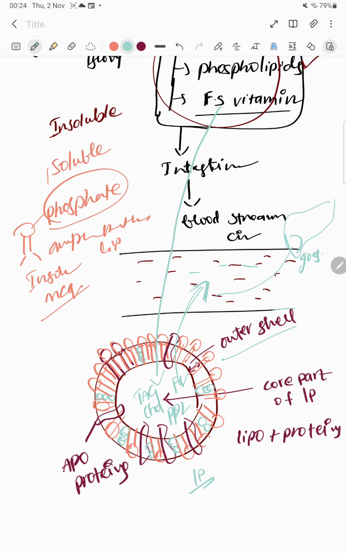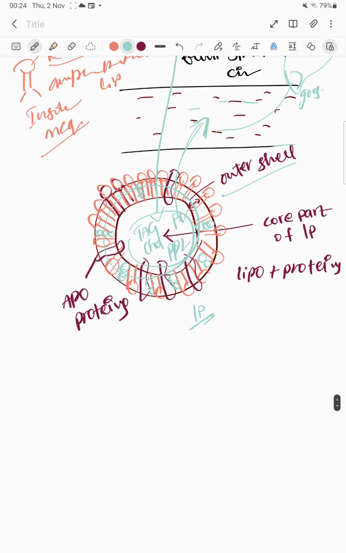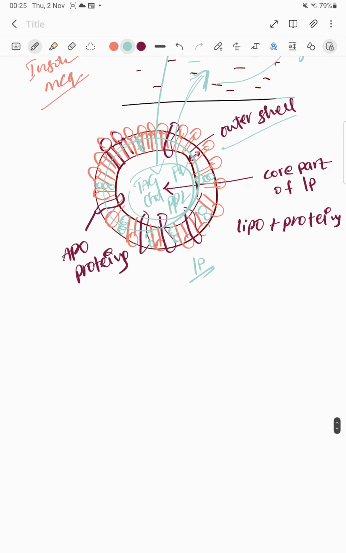For example, what happens if this lipoprotein outer shell is absent, if this arrangement is absent? Fats alone cannot circulate. The main purpose of lipoprotein is to transport the dietary lipids and the lipids which were synthesized by the body. So for that purpose, we are using lipoprotein. And we also see here the types of lipoproteins.